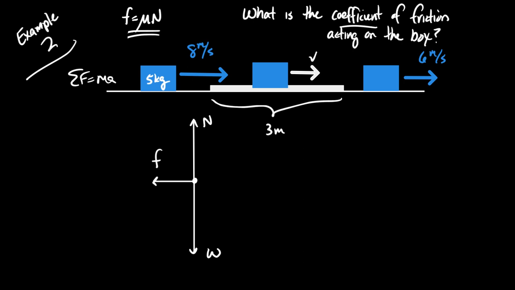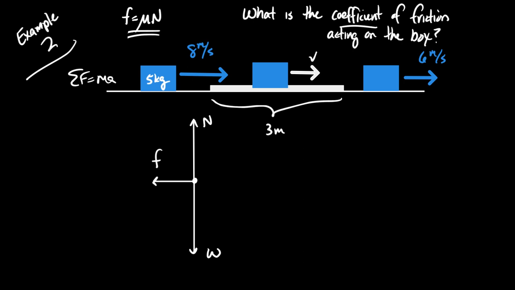What direction is the box accelerating? Left, right, up, or down? Left. Has to be accelerating to the left. The unbalance is to the left. The acceleration has to be to the left. The box is moving to the right, but the acceleration is to the left.